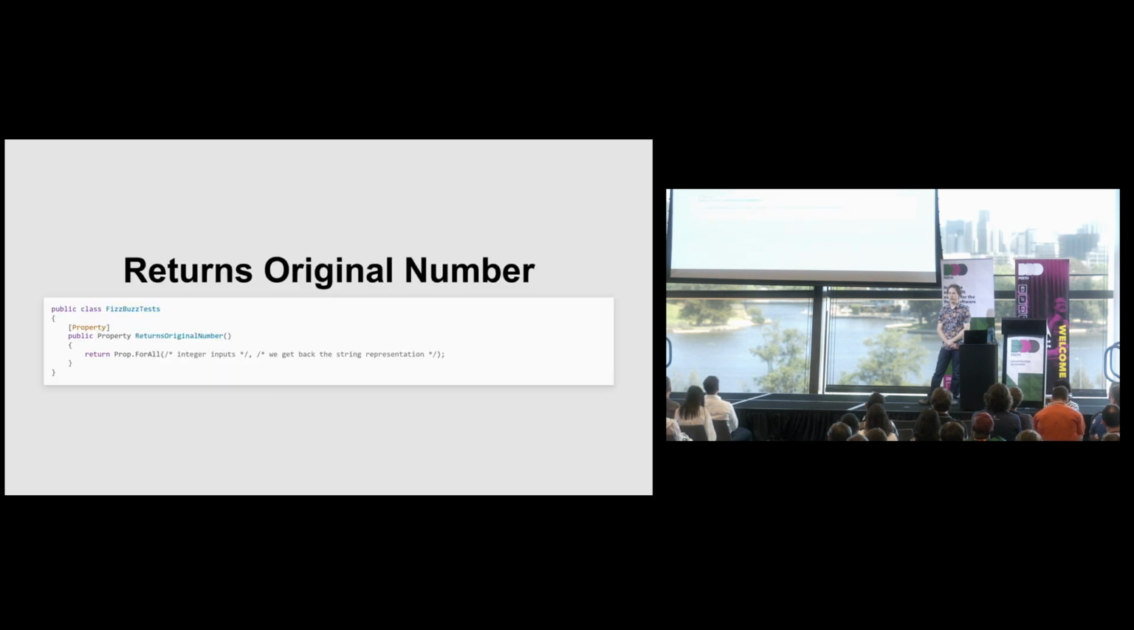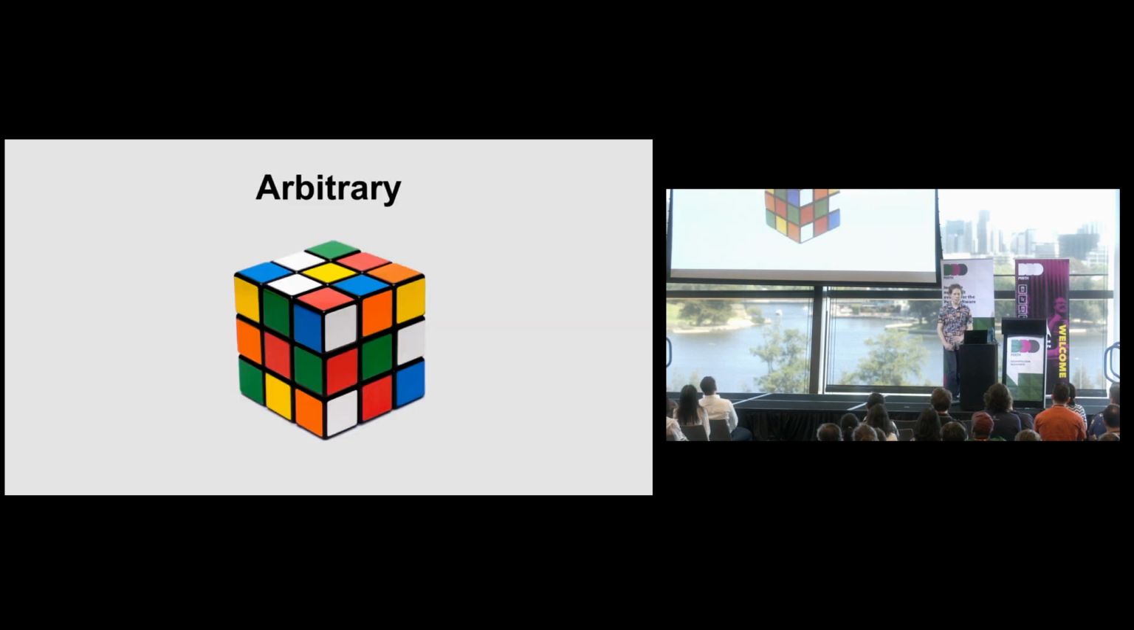Let's ignore fizzing and buzzing for now and start with the base case, stringifying the original number. This is our first property. For all integer inputs, we get back the original string representation. We'll call the test returns original number. We can rephrase this as for all arbitrary integers. We use an arbitrary int to provide the test data for Prop.forAll. Let's take a look at arbitraries.